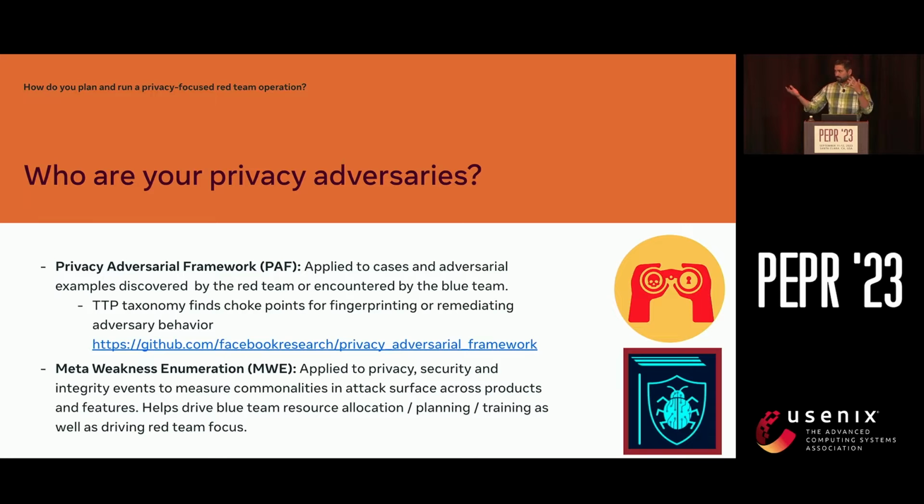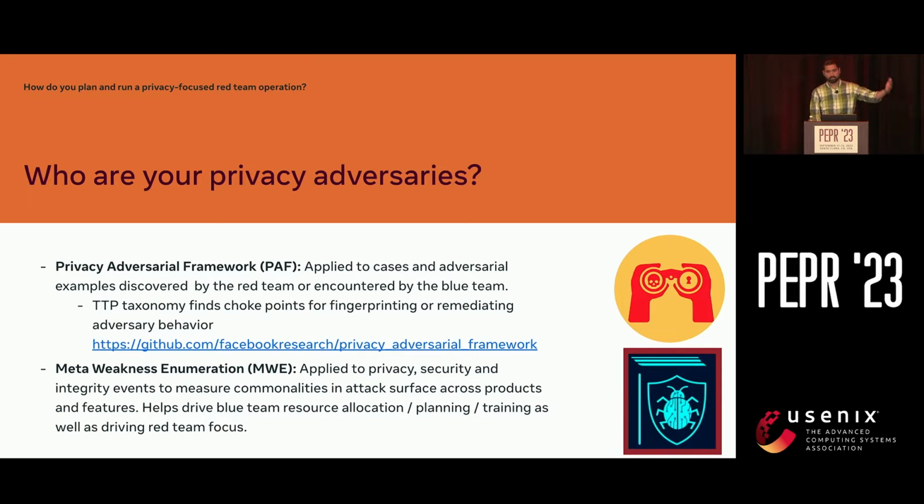Okay, so you've figured out broadly who your adversaries are, and you probably want to understand them a little bit better. At Meta, we use two main frameworks for understanding privacy adversary behavior. One is the Privacy Adversarial Framework, or PAF. We open sourced it last month. And this is a TTP framework very similar to MITRE ATT&CK. It's intended to essentially be a bolt-on for a cybersecurity framework like MITRE ATT&CK and focuses on the tactics, techniques, and procedures that are somewhat specific to these privacy adversaries that fall outside of the typical cybersecurity threat actor.